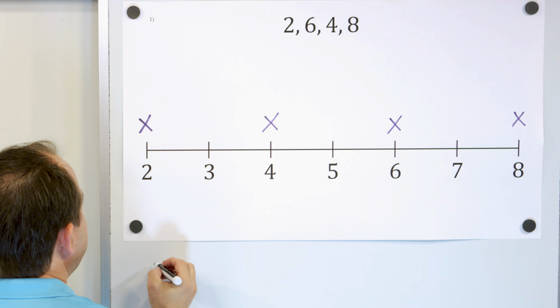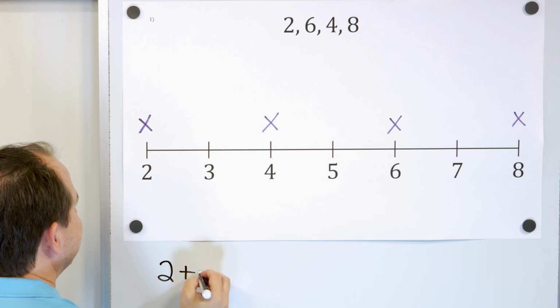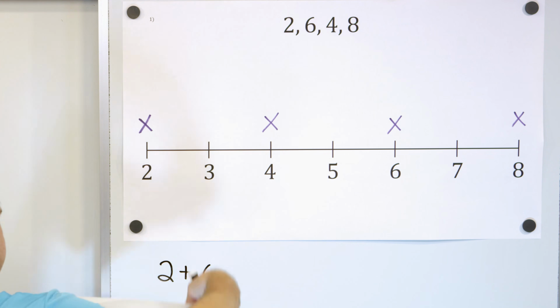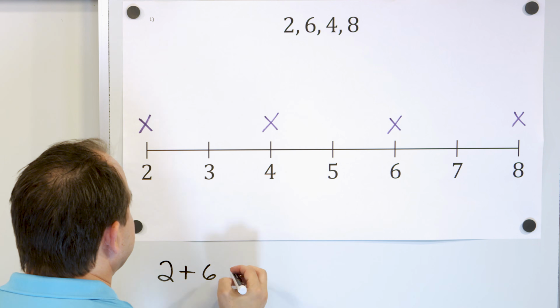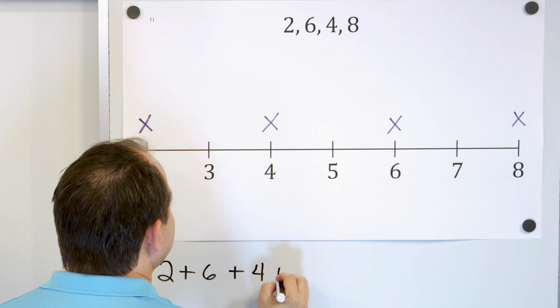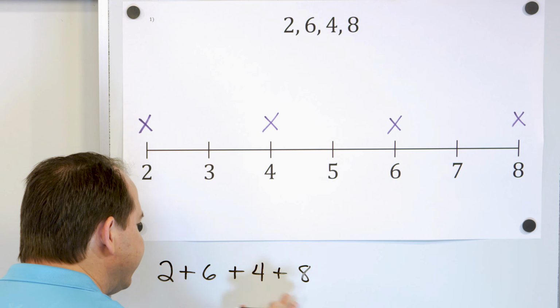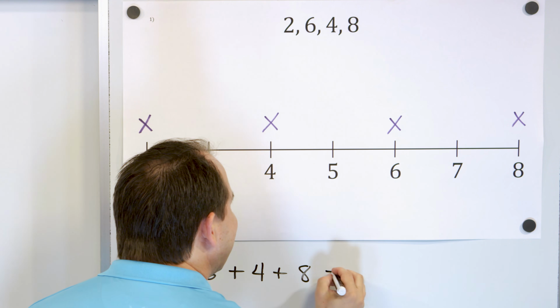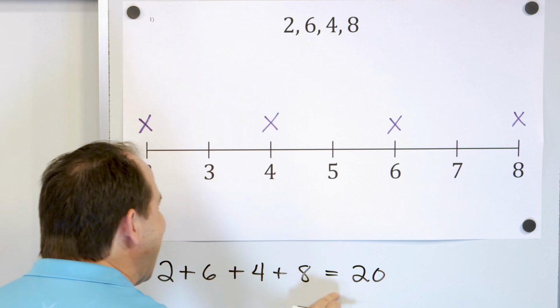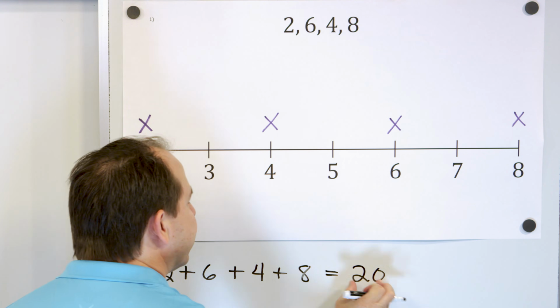So what we're going to do is we're going to take the 2, we're going to add it to the 6. Let me get to my next page of notes here. 2, add it to the 6, and then we're going to add it to the 4, and we're going to add it to the 8. Now you can do column addition, you can add on your fingers, you can use a calculator, whatever you want to do, but when you add all of these up, you're going to get an answer of 20. So when we add up all the numbers in the data set, we get an answer of 20.